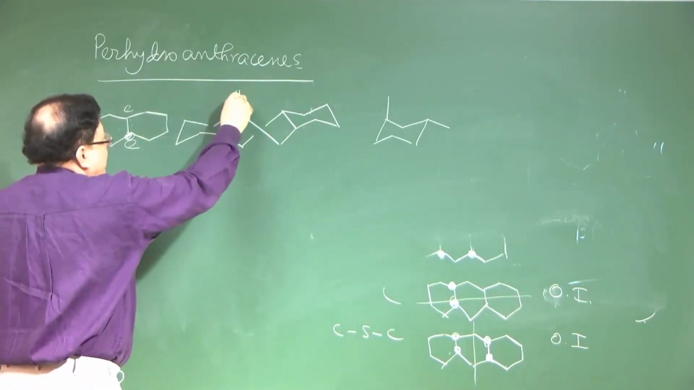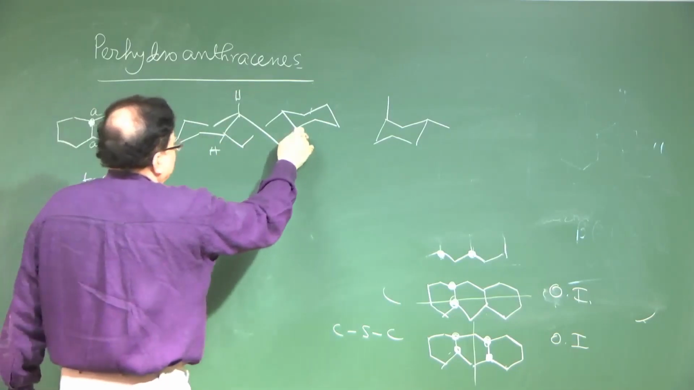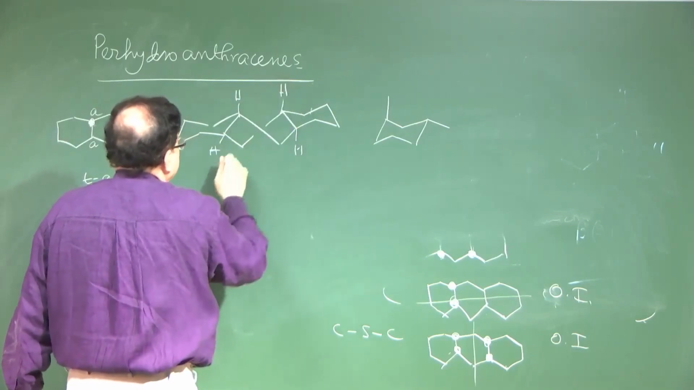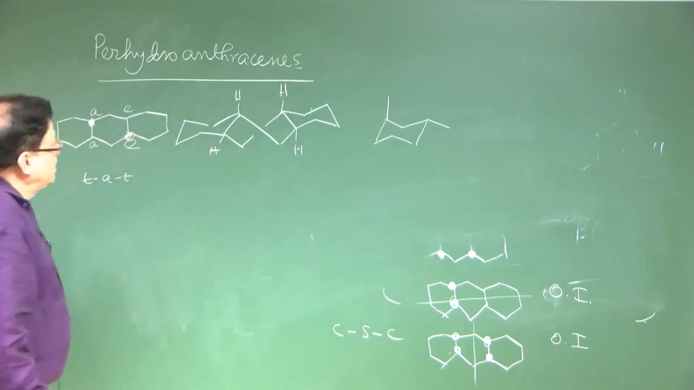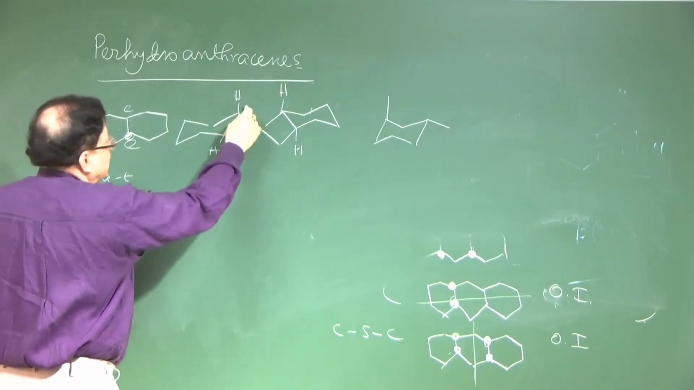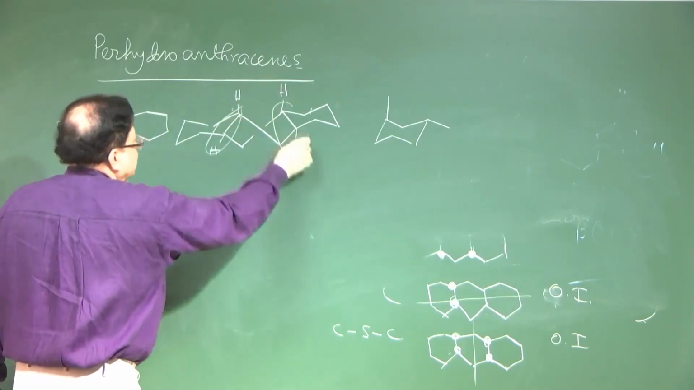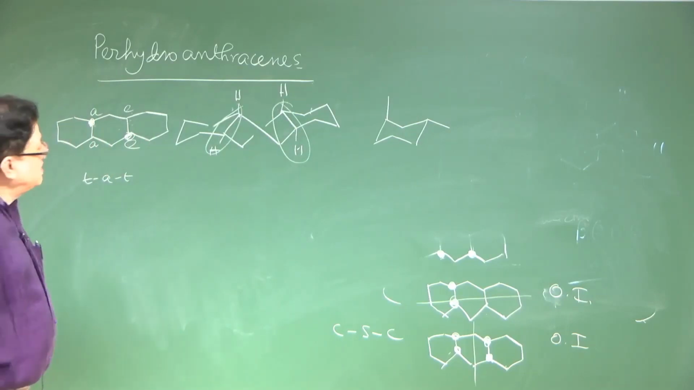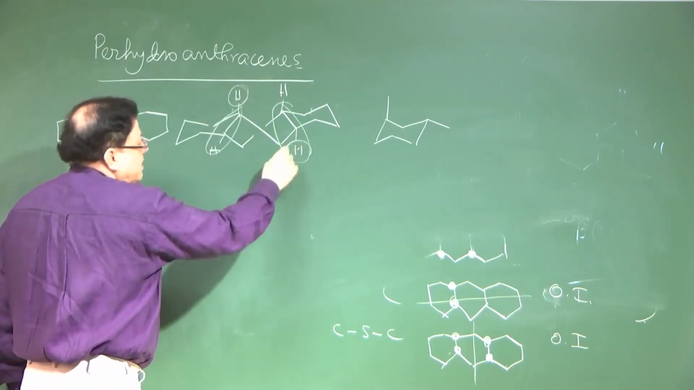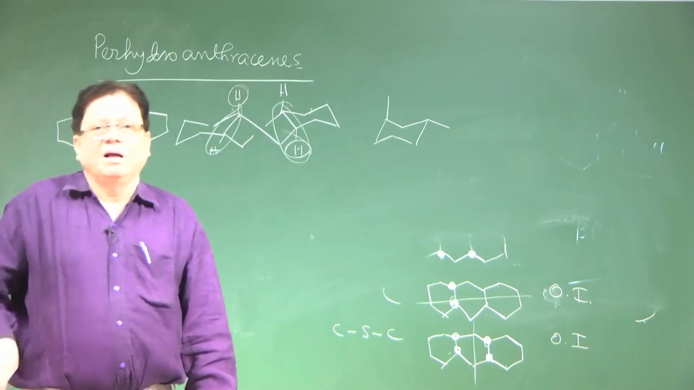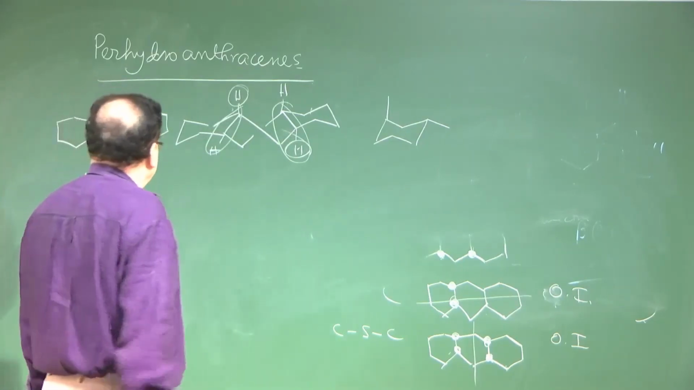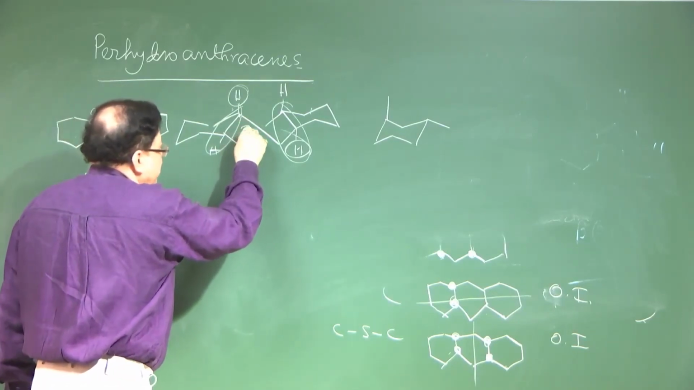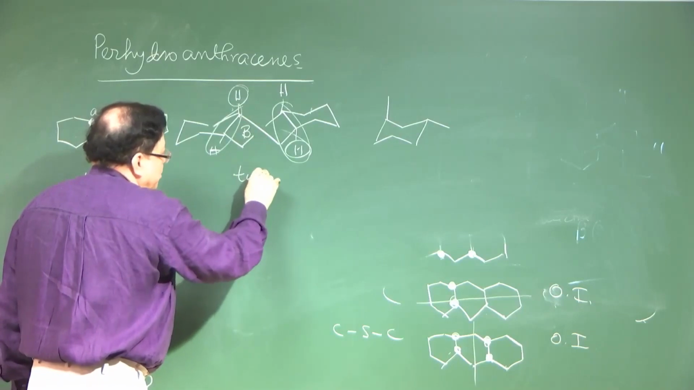So, this is the hydrogen, this is the hydrogen, this is the hydrogen, and this is the hydrogen. Okay. So, these are all trans ring junction, that is also trans ring junction. And what is the other relationship? Relationship between this and that is also anti to each other. Okay. So, this is the correct representation of this TAT molecule. Okay. So, this is the B ring in the twist boat. Okay.